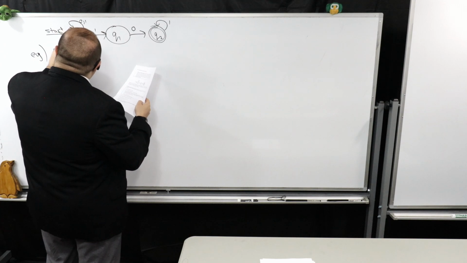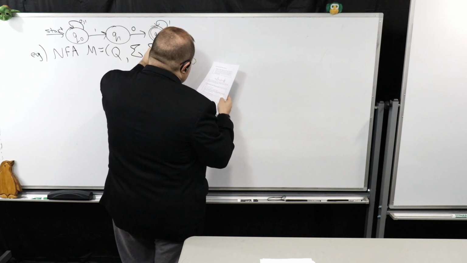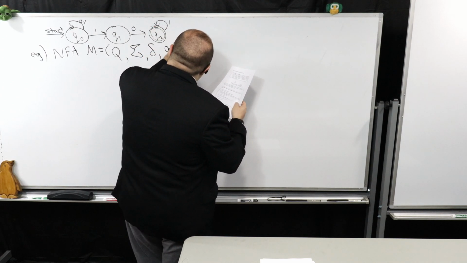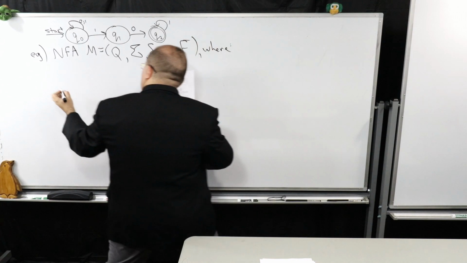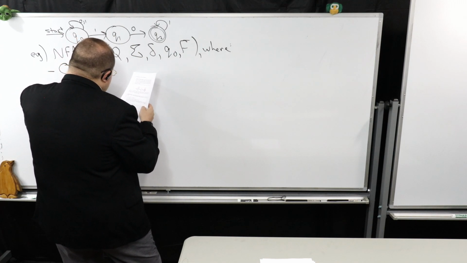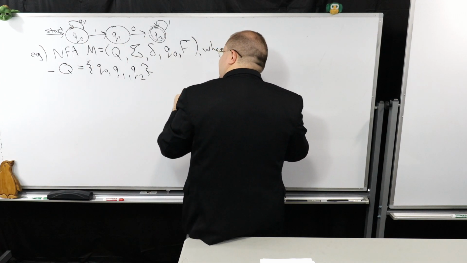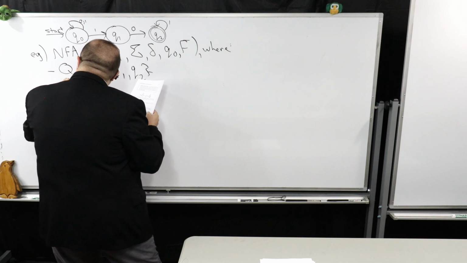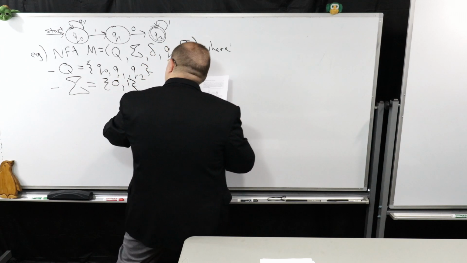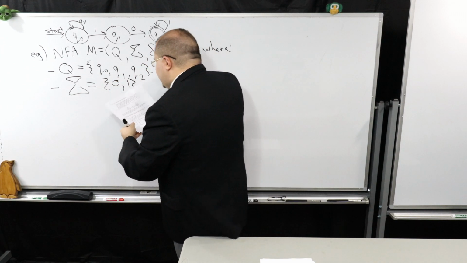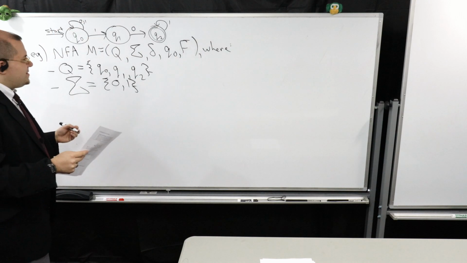So consider NFA M equals Q, sigma, delta, Q0, and F, where we're going to say Q is Q0, Q1, and Q2. So I'm going to have these 3 states here. I'm going to have input symbols. These input symbols are going to be binary, so just 0s and 1s.